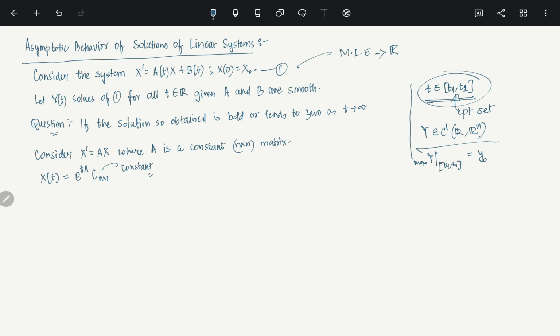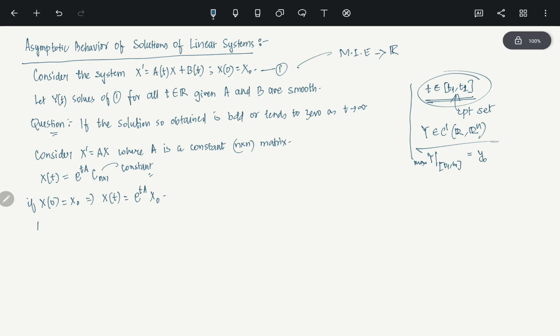So we know that any solution looks like this, right? Now the problem is this. Let's say that it passes through x(0) equals x0, with x0 given to you. Then that will imply that x(t) is the unique solution given by e^{tA} times x0.